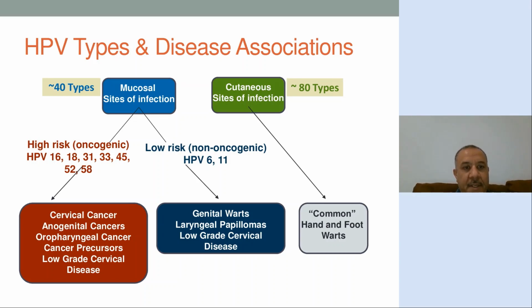These strains are 16, 18, 31, 33, 45, 52, and 58. I think by the end of the presentation you will memorize these numbers, because these are the culprits for cervical cancer. These strains not only can cause cervical cancer, they are also the cause of oropharyngeal cancer, anal cancers, and precancerous lesions. And we have two strains, 6 and 11, which you will also remember, because they cause genital warts and the different types of laryngeal papilloma.